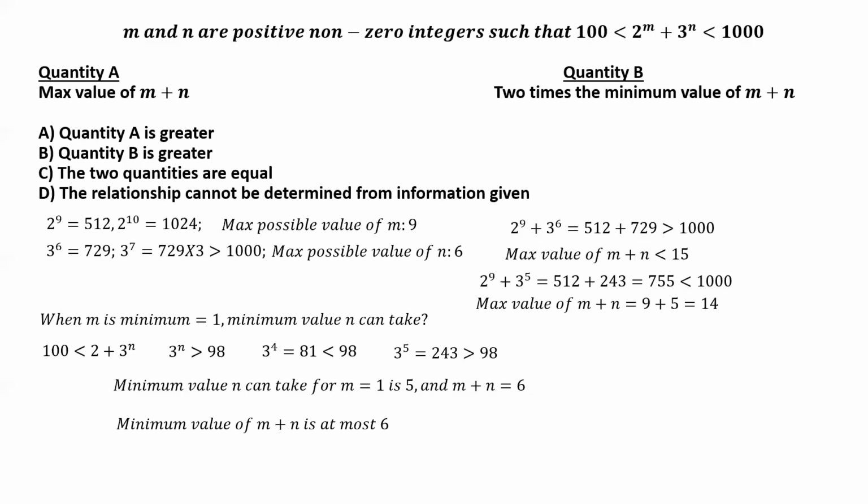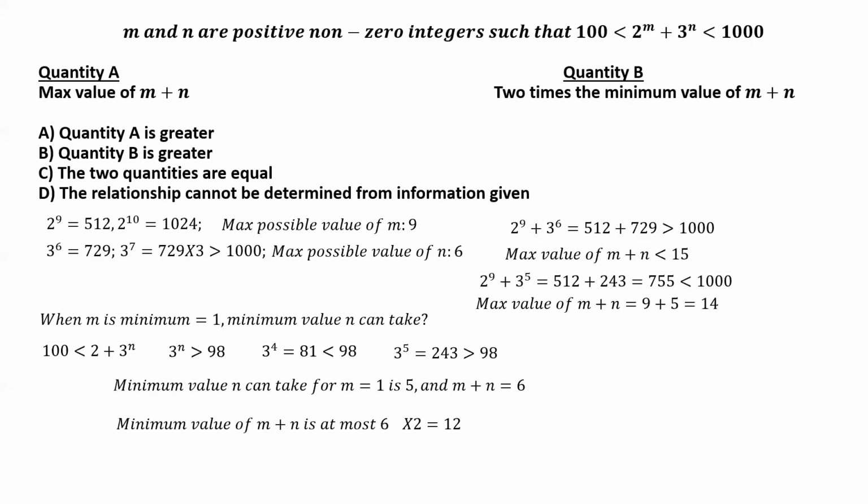So what happens if I double 6? Well, if I double 6, 2 times the value, that becomes 12. And that is less than the maximum value of m plus n, which we showed earlier was equal to 14. So even if we take the minimum possible value of m plus n as 6, and we double that, that still comes to be less than the maximum value of m plus n, which was 14.